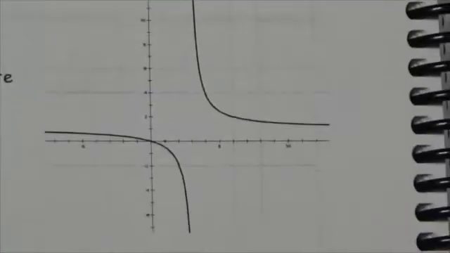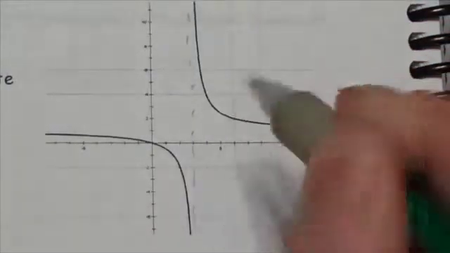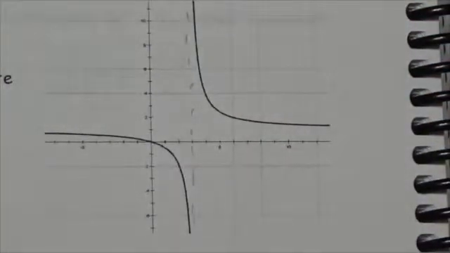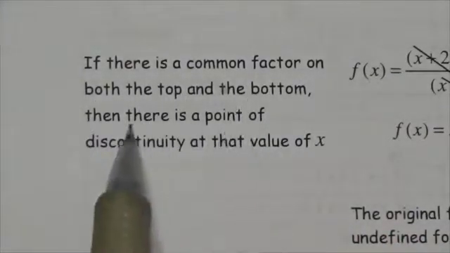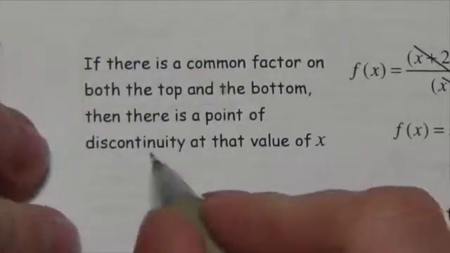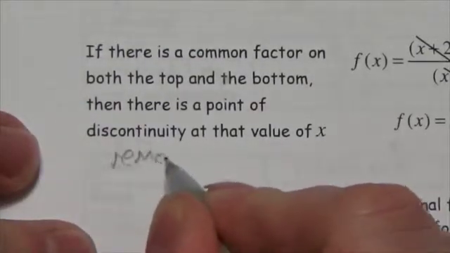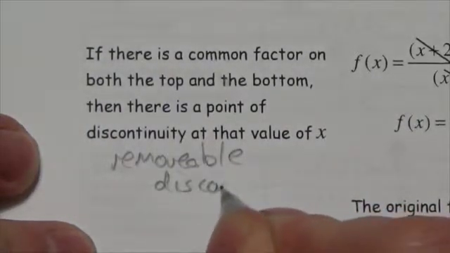And so you get a graph that looks like this, with this vertical asymptote at x is equal to 3. Now, compare that to a situation here where there is a common factor both in the top and the bottom. Then there is a point discontinuity at that value of x, and this is what we call a removable discontinuity.